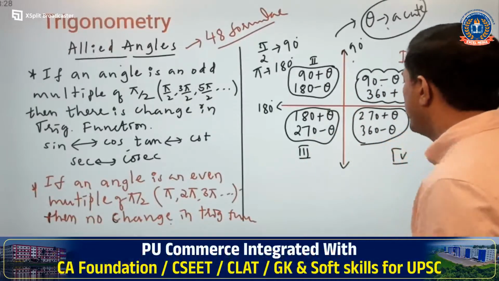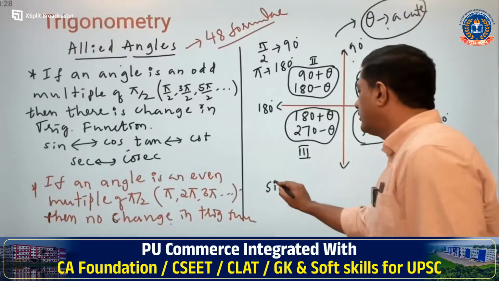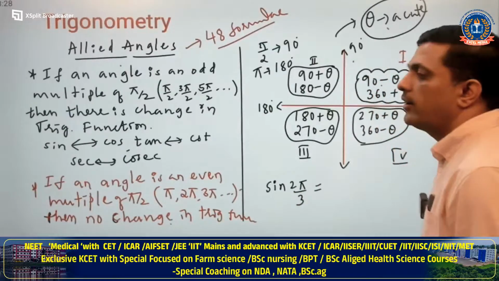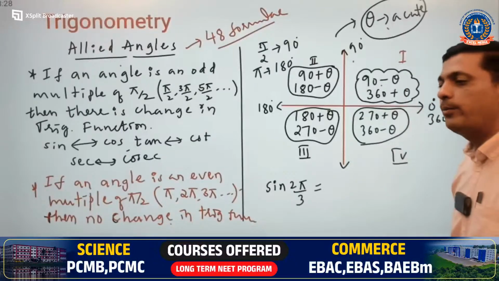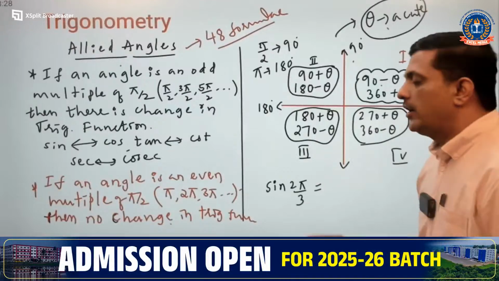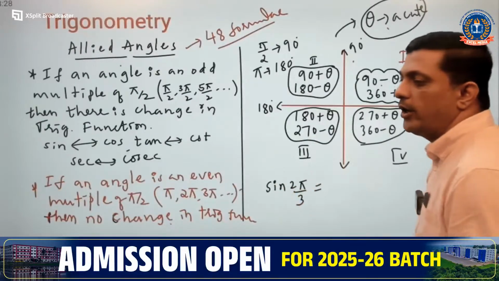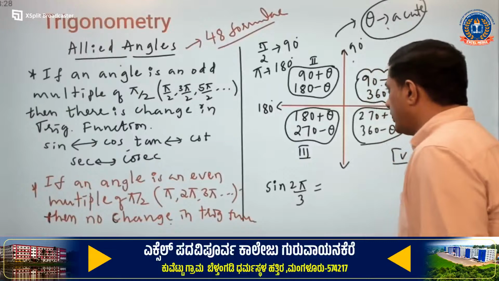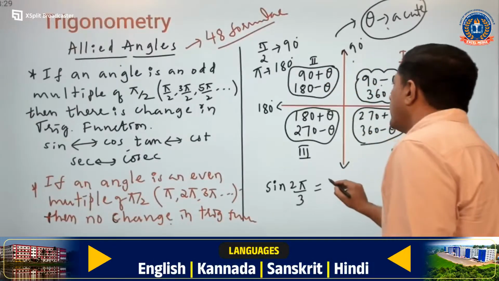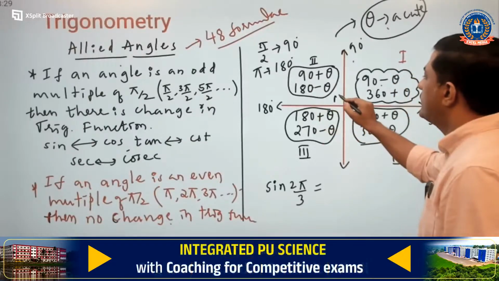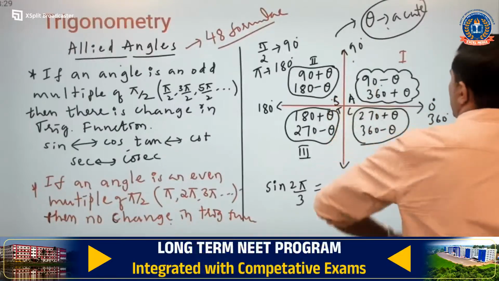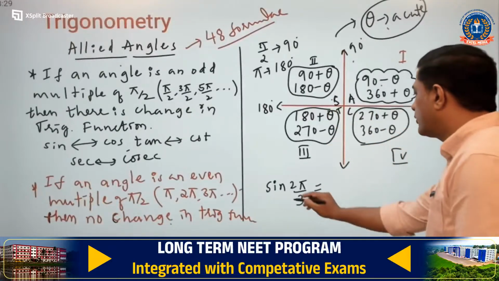The first problem I'm taking is sin 2 pi by 3. 2 pi by 3 means 2 into pi by 3. Pi by 3 is 60, so 60 into 2 is 120. 120 comes in which quadrant? Second quadrant. By the ASTC rule, sine is positive in the second quadrant, so the sign remains as it is.